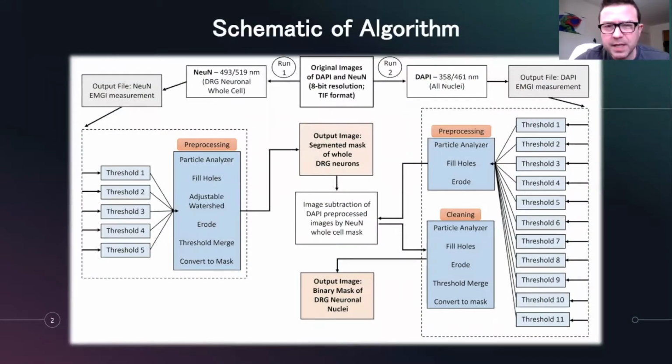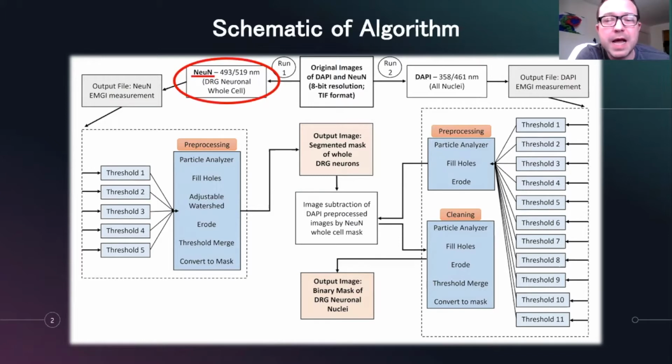All right, so to begin, let's take a look at the heart of the processing power. This is the schematic of the algorithm, and it's divided between run 1 and run 2. Run 2 is utilizing DAPI, which is a pan-nuclear marker, labeling the nuclei of all cells in the field of view. However, it is really NeuN that is the magic behind this system.